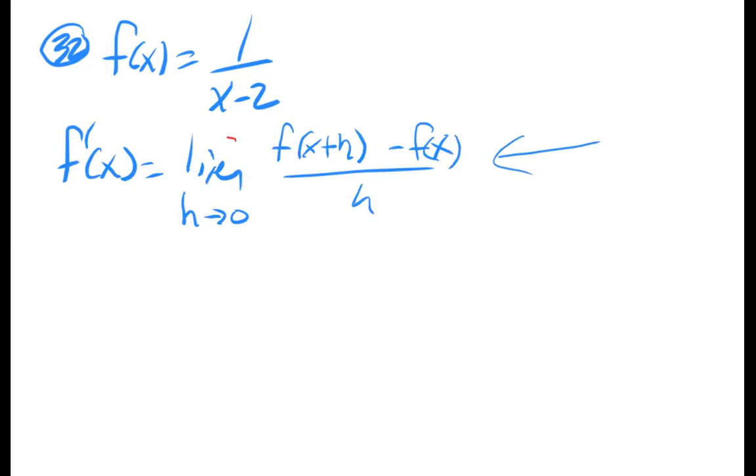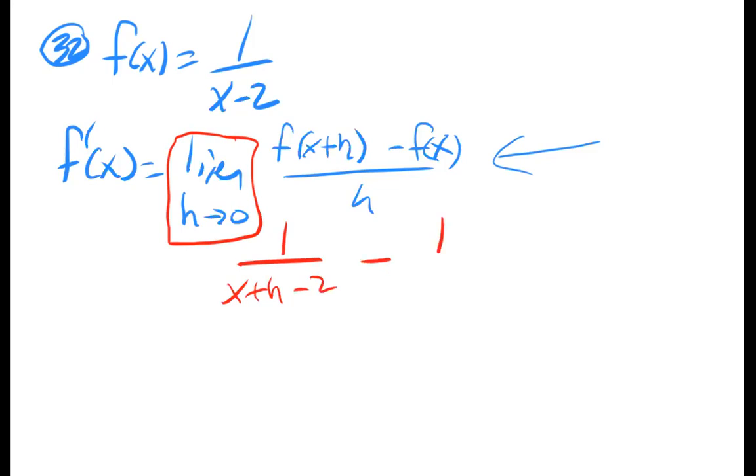Okay, so remember, once again, I'm going to say this again. I'm not going to copy this down every time. It's going to come back, but f of x plus h would be 1 over x plus h minus 2. F of x would be 1 over x minus 2. And then we have h. All right, so f of x plus h, f of x.